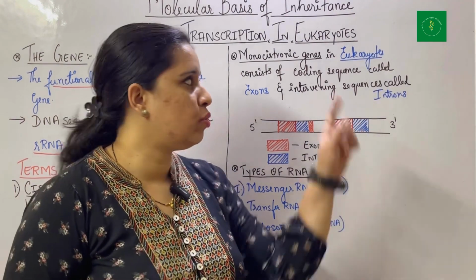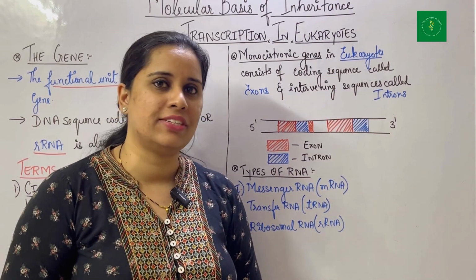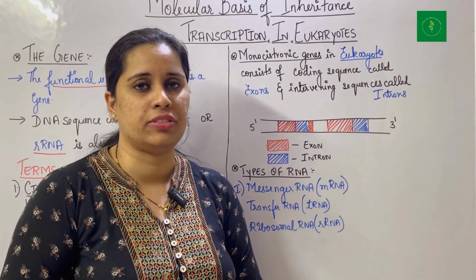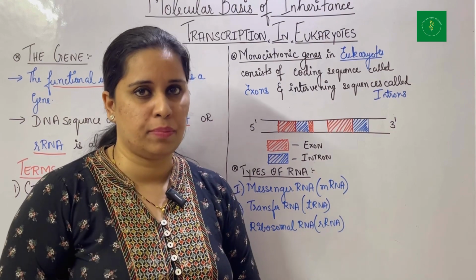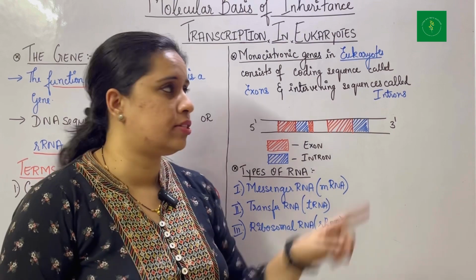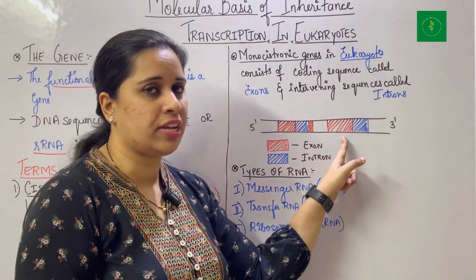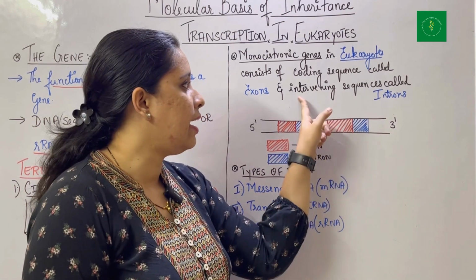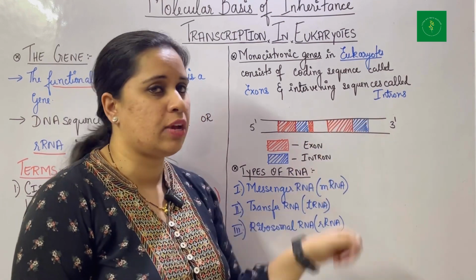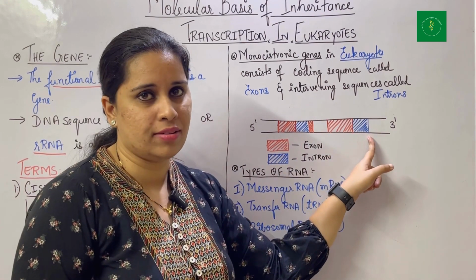As I've told you, monocistronic genes only appear in eukaryotic organisms, that is complex organisms, and they code for a single protein. They consist of two sequences. One is the coding sequence, which is called exons, which you can see in red color, and the other is the intervening sequence, which is called introns, which you can see in blue color.